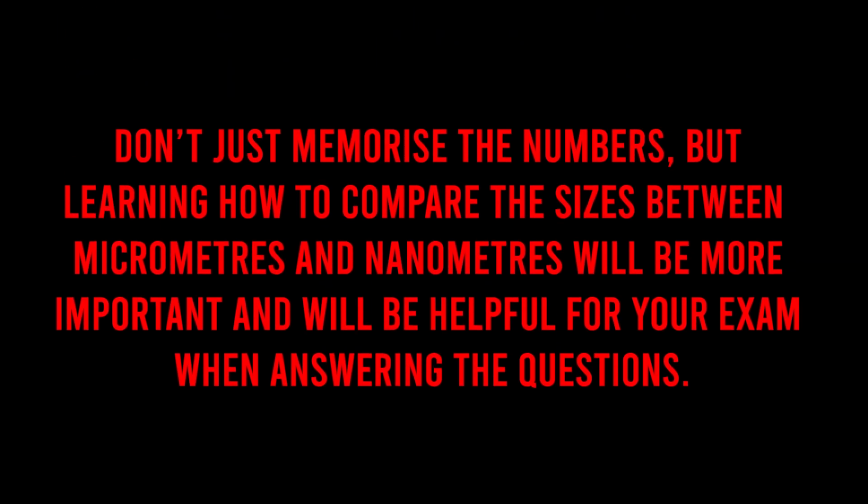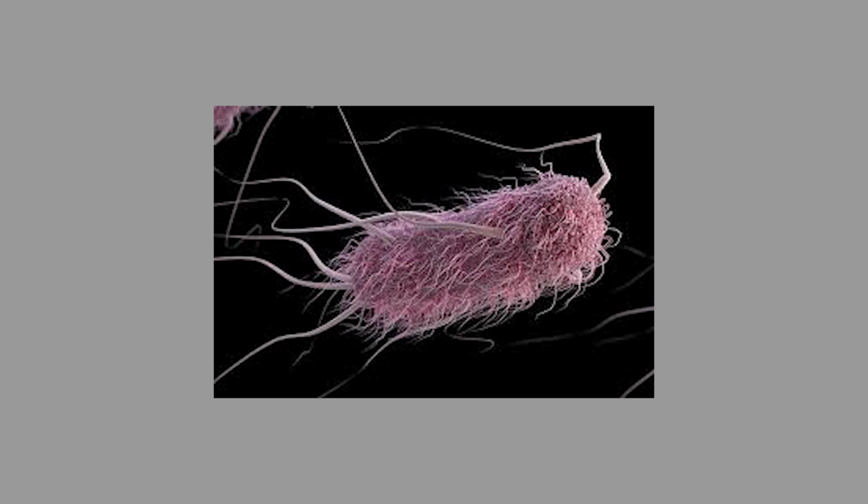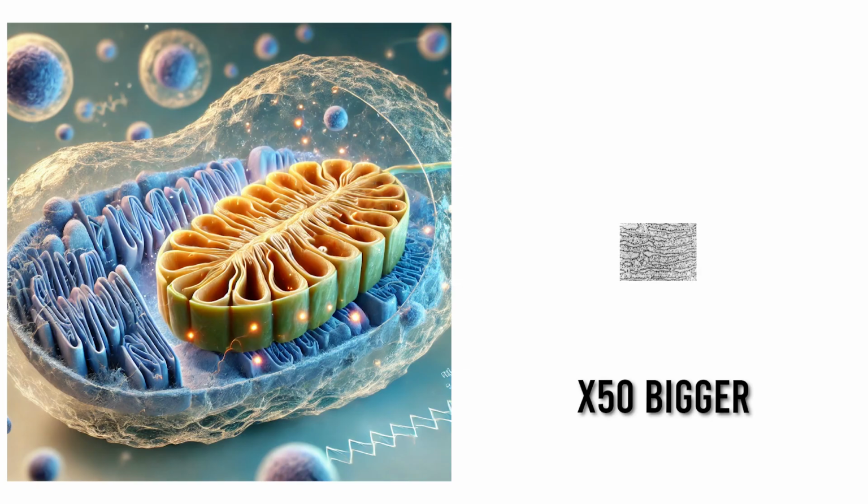Understanding these sizes is not just about memorizing numbers, it's also about comparing them. For example, an animal cell is about 10 micrometers, while a bacterium is 1 micrometer. This means a typical animal cell is roughly 10 times larger than a bacterium. Similarly, a mitochondrion at 1 micrometer is about 50 times larger than a ribosome at 20 nanometers.